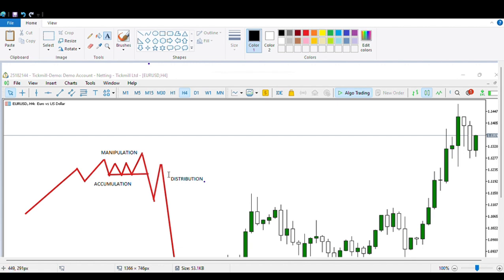So this applies inversely. If it will be a buy as well, we are going to be expecting a swing low, an accumulation of orders, a manipulation, then a distribution to the upside. So if it is a buy, you just apply this inversely. I hope you understand that.